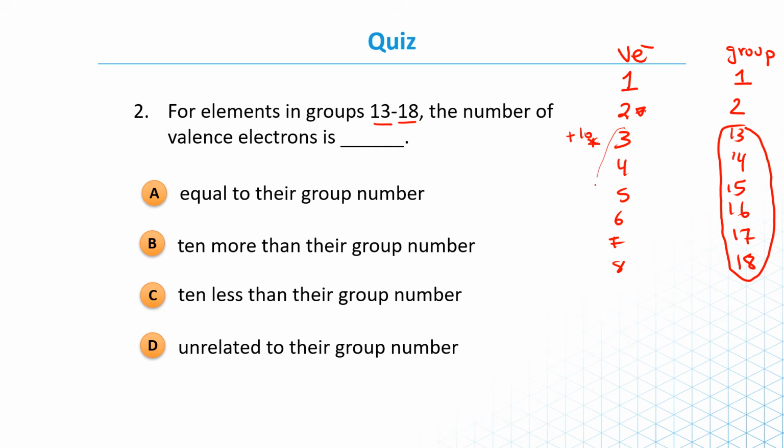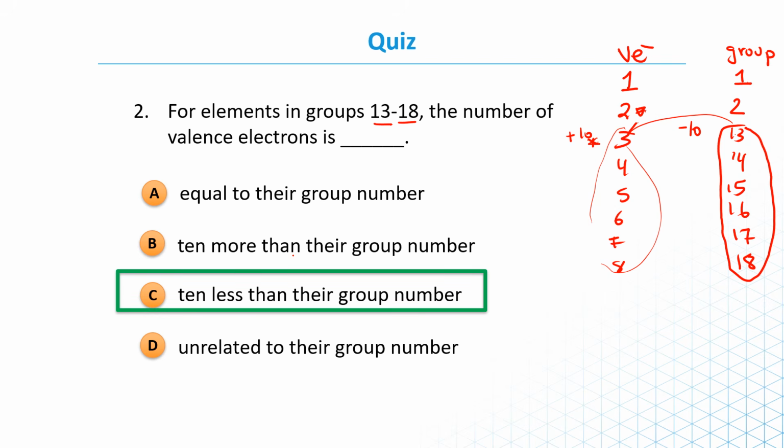To get the number of the valence electrons, what should we do to these numbers? To go from here to here? We should remove 10, right? So that's why the answer is 10 less than their group number. It's the opposite of what we studied, where from the valence electrons we added 10 to get the group, right? Here they say to go from the group to the valence electrons, I need to do the opposite. To go from the group to the valence electrons, I need to subtract 10, right?